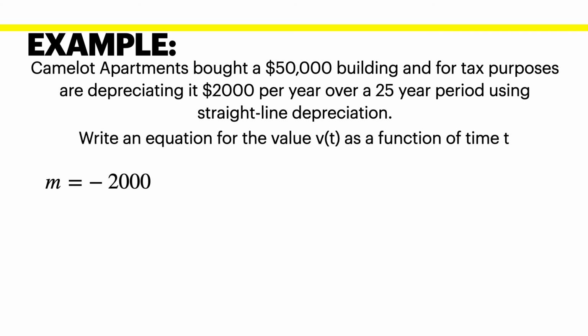Now, the next one. Write an equation for the value V of t as a function of time t. Now it's asking us to write the line equation for the whole thing. Using the formula for slope-intercept form, we have y is equal to mx plus b.